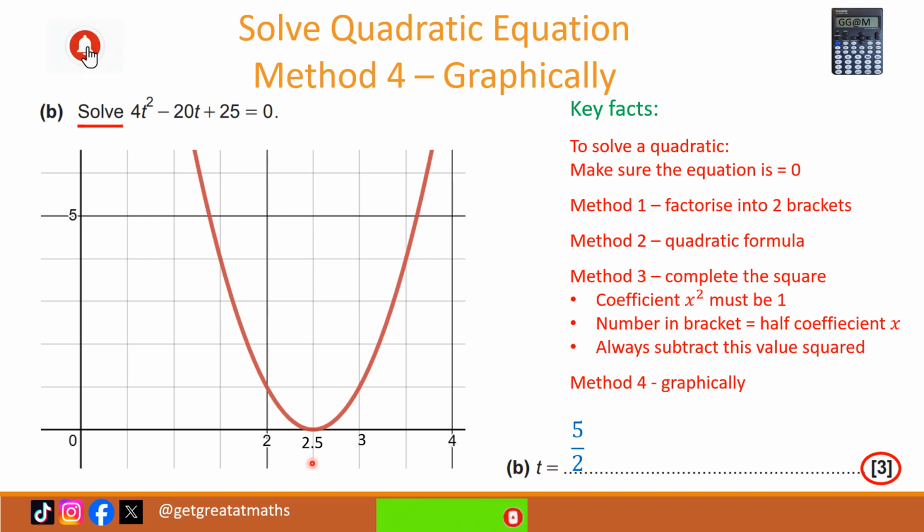Now we need to know that this is a happy face graph, because it's a positive value in front of the t squared. If it was a negative in front of the t squared, it would be a sad face and it would come up to 2.5 at the top and go the opposite way around like this. So make sure you know your graphs. Make sure you know how to draw these.